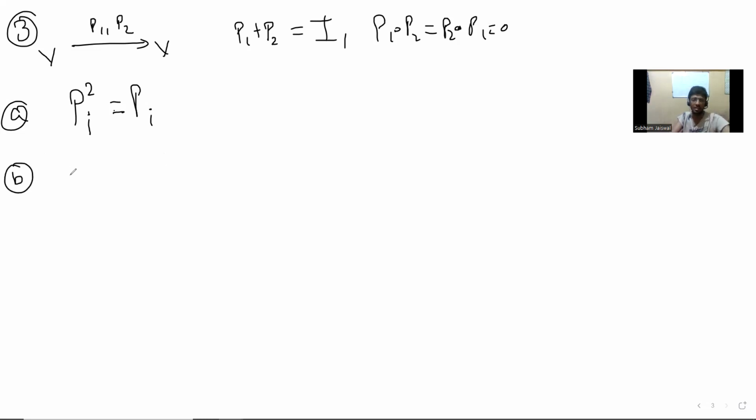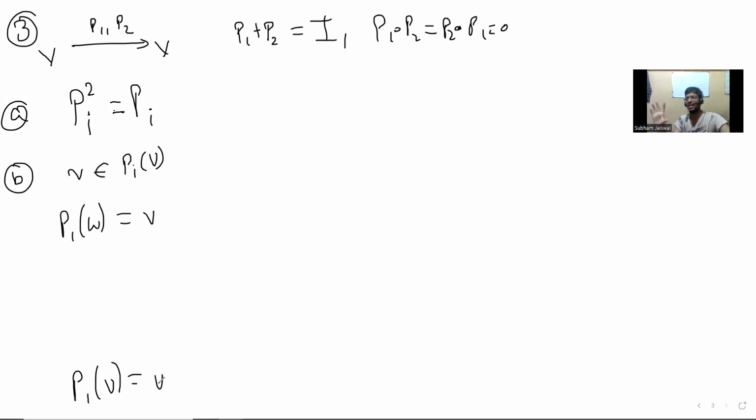Now the thing is that if V is in the image, if something is in the image, then what they're asking us to show is that that point does not really move. So if this is the case, then we want to show that, so let's see. If there is P1W, then it is V. What we want to show in the end is that P1 of V is V. That there is a part of the space that it did not move, and you projected everything to that part. That is what the whole thing is.